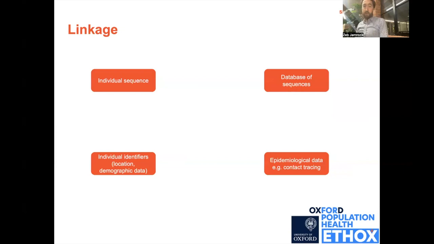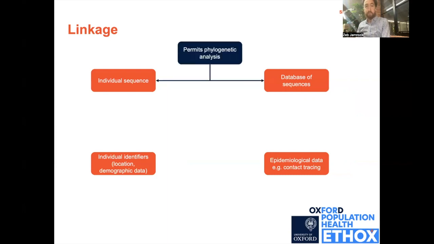A background consideration here is that there are many different types of data involved in phylogenetic analyses, and we can have different degrees of linkage of those data in order to do the analysis that we need to do. One thing we need to have for phylogenetic analysis is to be able to link individual HIV sequences with a database of sequences. In most cases, phylogenetic analysis is about the transmission of viruses between individuals, and so we need to have a database of multiple individual samples to do that.